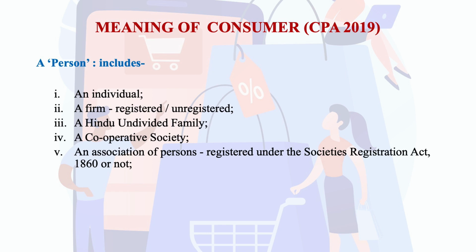Similarly, an association of persons, registered under society registration or regardless of it also. Why is there a need for an association of persons? When it is not possible for an individual to fulfill his own requirement by himself, but it is possible to be achieved by joining hands with other persons as a group, then there is a need for an association of persons.